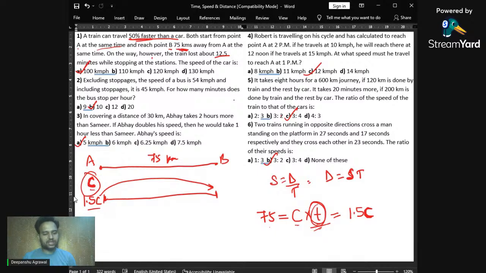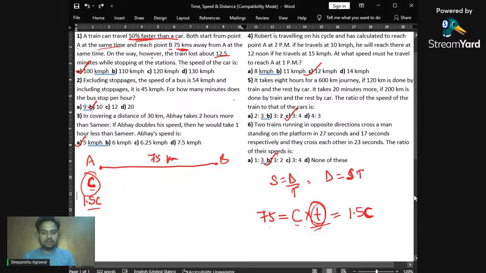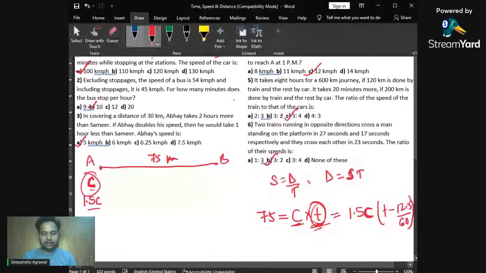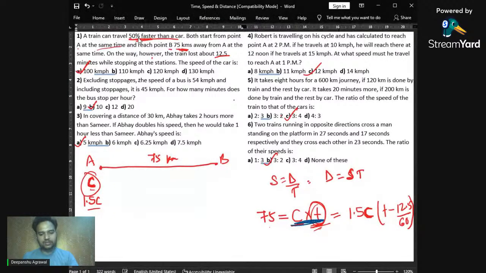If the train had not lost 12.5 minutes during the journey, it would have reached point B 12.5 minutes before the arrival of the car. So the time the train would have taken was (t minus 12.5) divided by 60, to make this time in hours. So c into t, the speed of the car into the time taken by the car to reach from A to B, is equal to 1.5 times the speed of the car into (t minus 12.5) divided by 60.